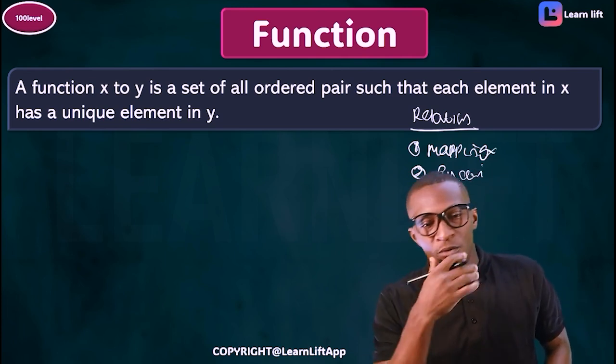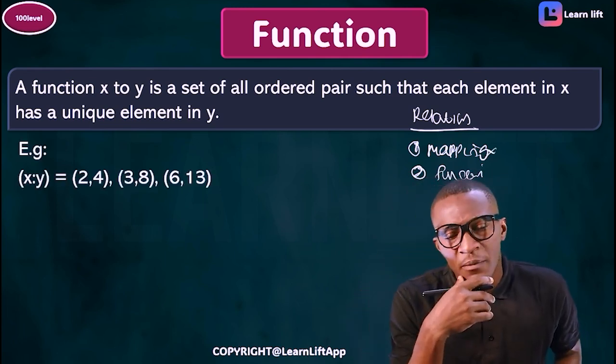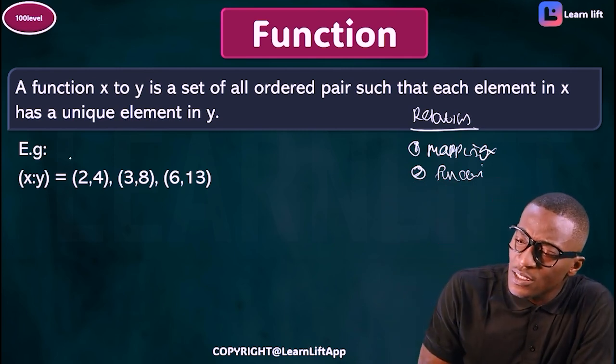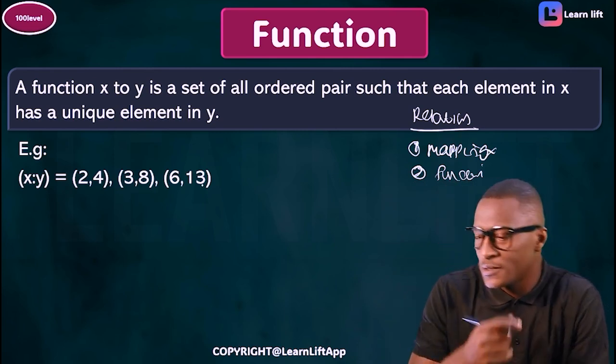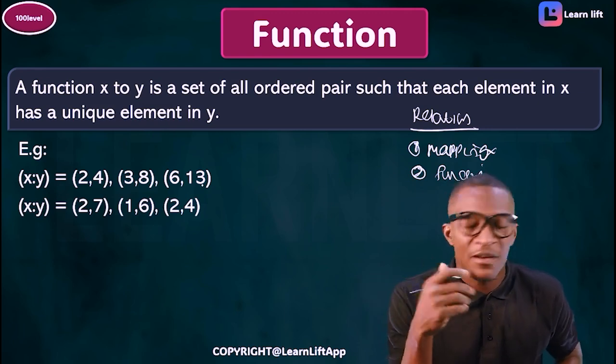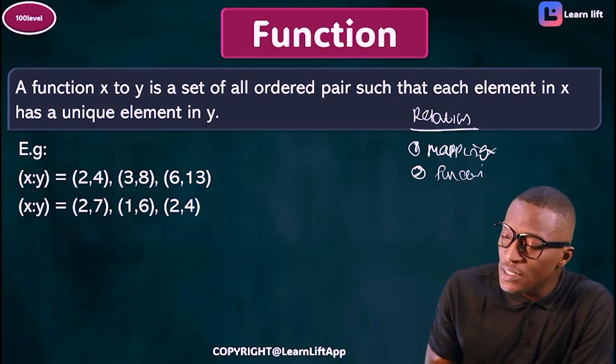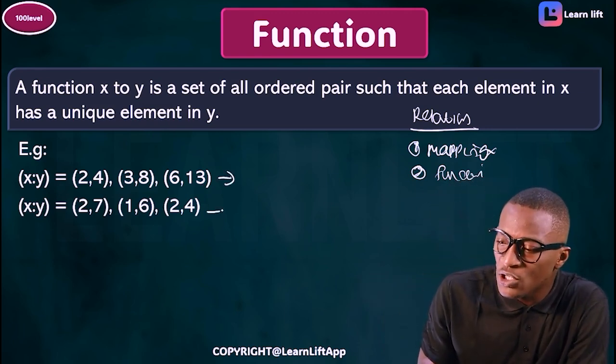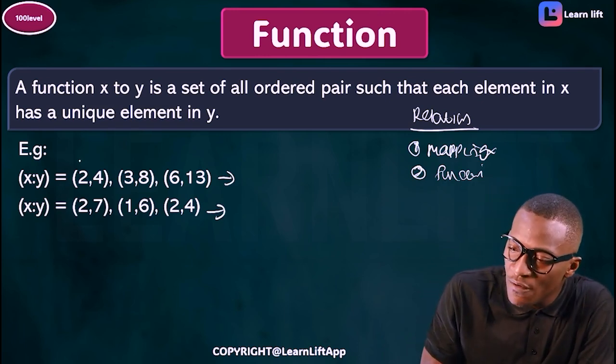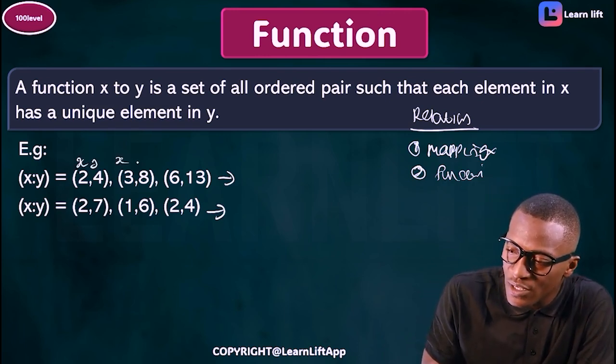Now, let's say, for example, let's say we're given this. If you look at this, it's (2, 4), (6, 3), (8, 6), (1, 3). Now, let's say another one. We have x, y to be (2, 7). Now, both of them are relations. Why are they relations? Because for every x value, there's a y value.